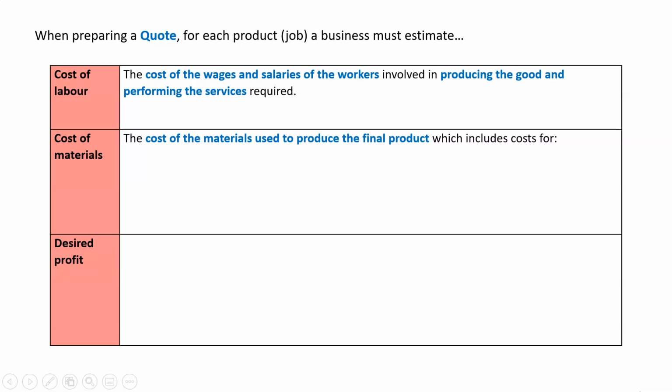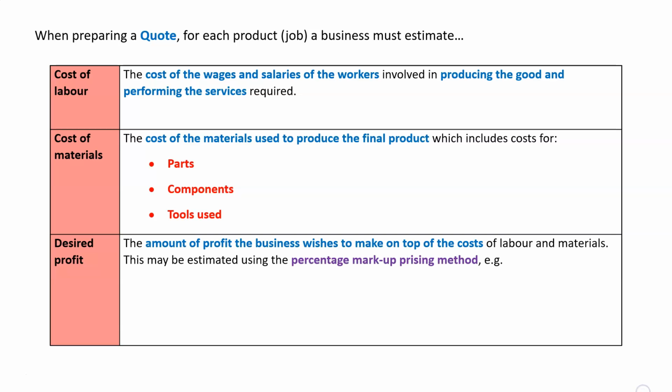The next thing is the cost of materials. So the cost of materials used to produce the final product, which will include costs for things like the parts, components, and any tools used in performing the job. And lastly, we're going to need to estimate a desired profit, the amount of profit the business wishes to make on top of the costs of labor and materials.